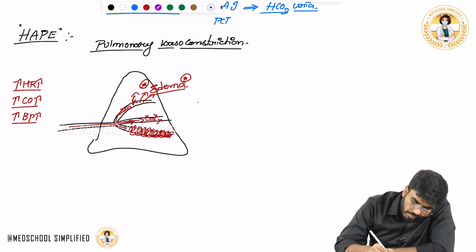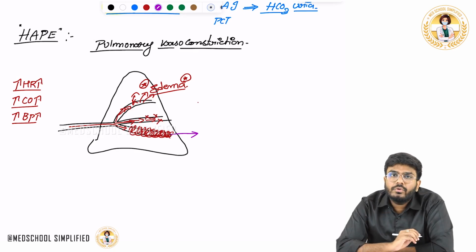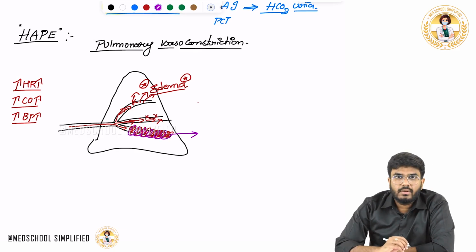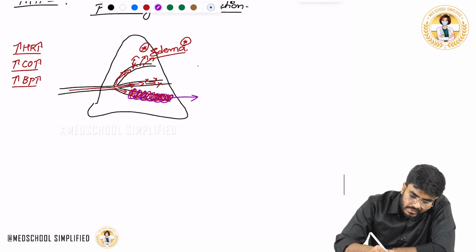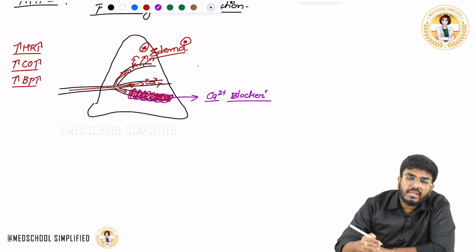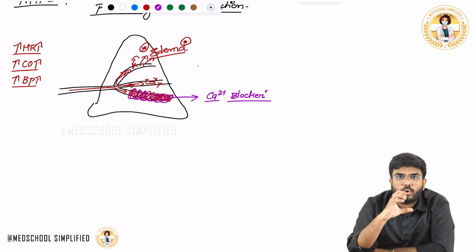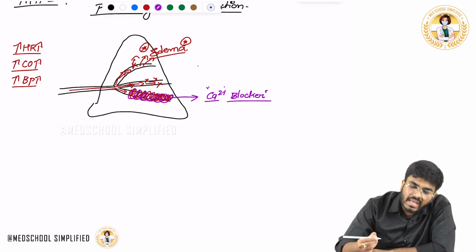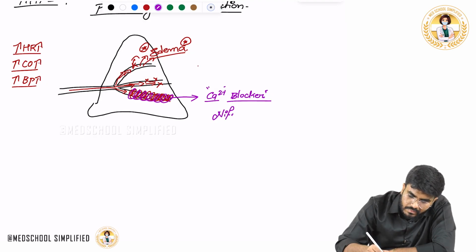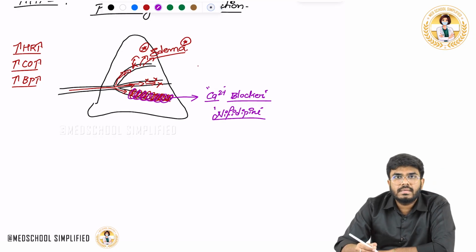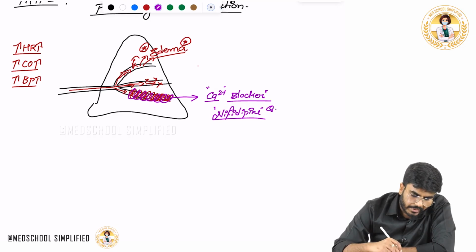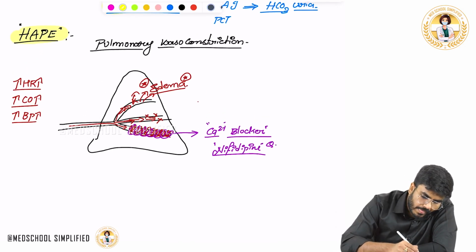So all this problem is because of vasoconstriction. What do you have to do? You have to relax these blood vessels. So we are going to give calcium channel blockers, because calcium is required for the smooth muscle to contract, so that blood vessels will undergo constriction. So now you are using calcium channel blockers like nifedipine. Nifedipine is a super important drug which will be used for the treatment of high altitude pulmonary edema.